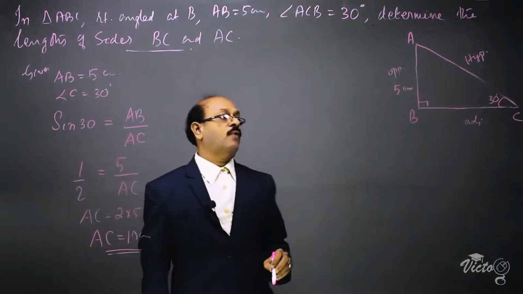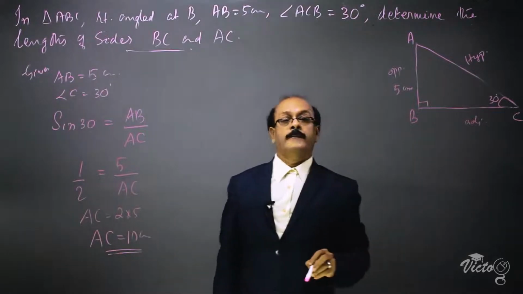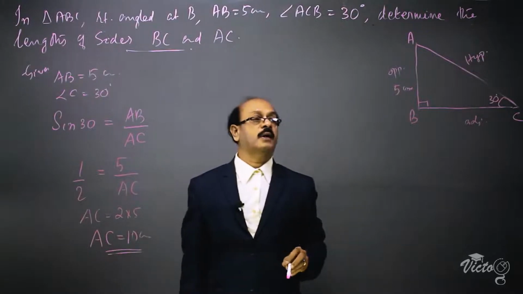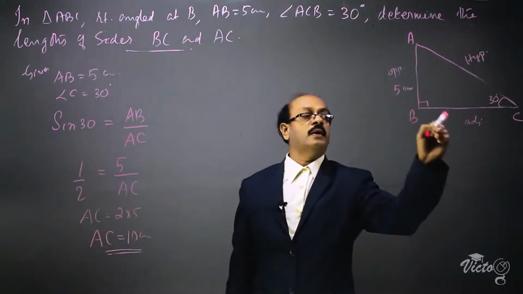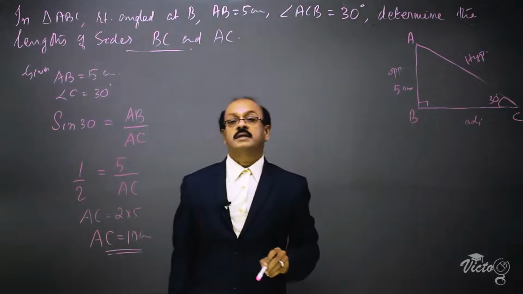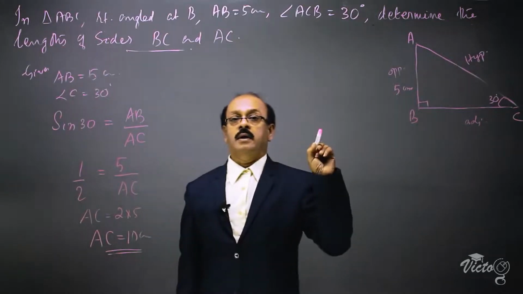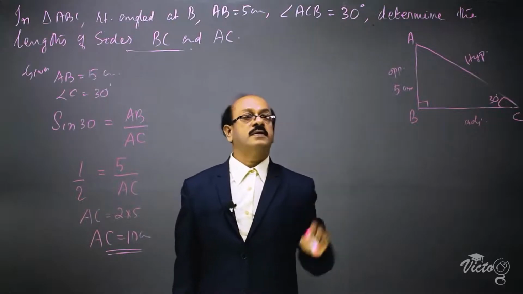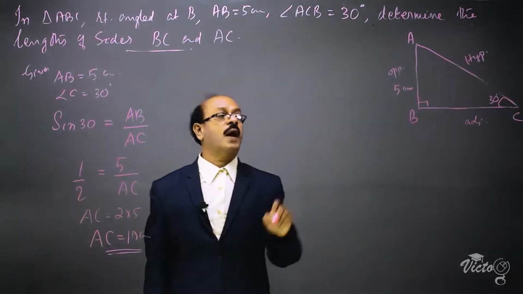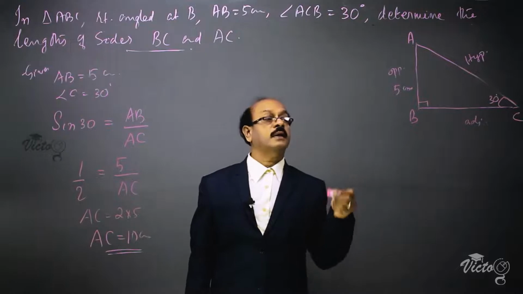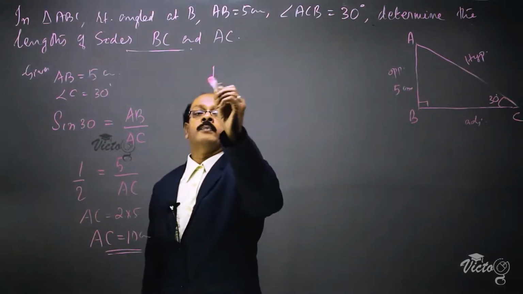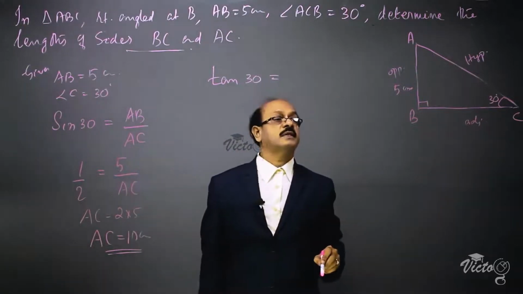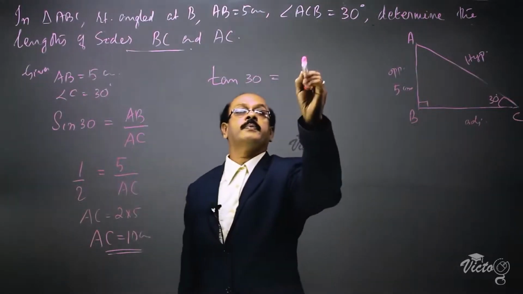Now, we want to find the value of BC also. BC means adjacent side of the angle 30 degree. Here opposite side is known, and we have to find out the adjacent side. So remember the ratio: opposite side by adjacent side is tan of the angle 30 degree. So we are taking tan 30. Tan 30 is equal to opposite side by adjacent side, AB by BC.